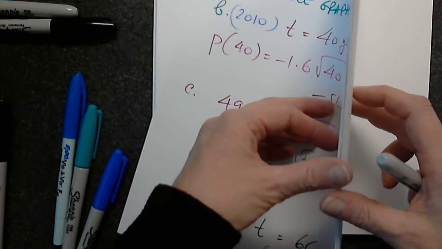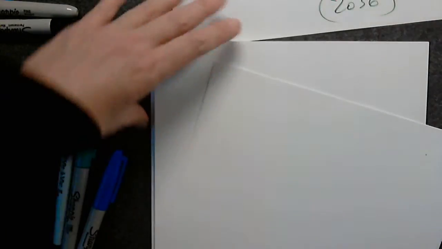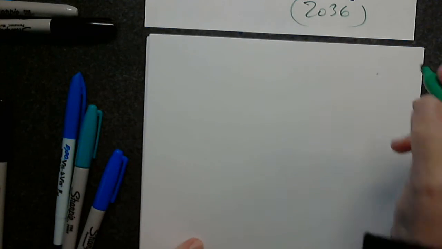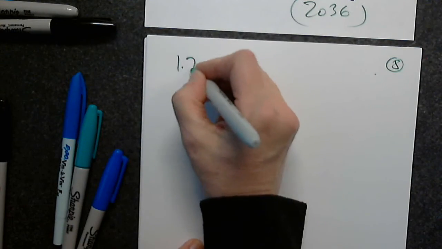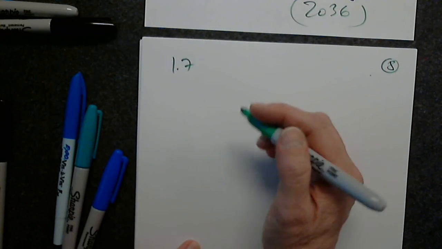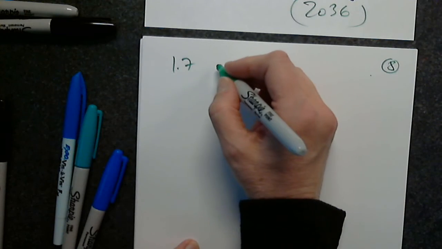Of chapter 1, Inequalities. And we're going to look at only two types for now. 1.7, the last section of chapter 1.